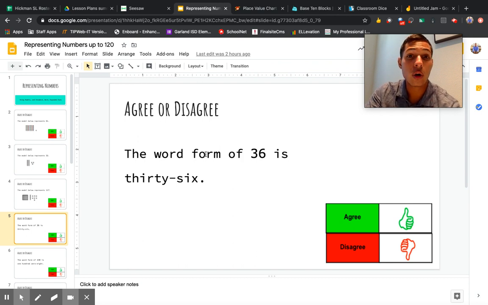Okay, the word form of 36 is thirty-six. This one might be a little bit hard for you guys if spelling's kind of hard and reading's kind of hard, but don't worry, we're going to work on that too. But for right now, I just want to introduce this to you guys just so that you're aware of it, right? The word form of 36 is thirty-six. Do we agree or do we disagree? All right. I hope we all agreed, double thumbs up, agreed for this one.